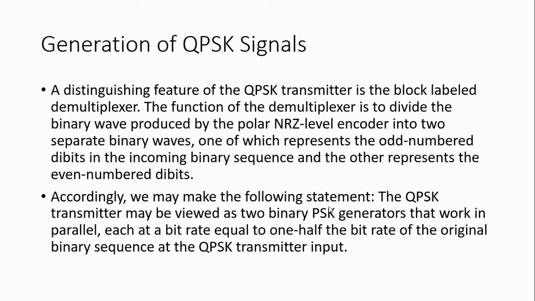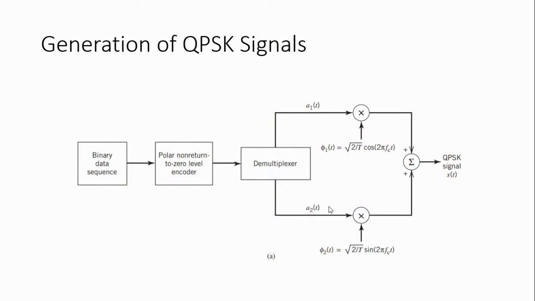Now the generation of QPSK signal. In this generation of QPSK signal, the binary signal is given into the polar non-return-to-zero level encoder. That encoder output is given into the demultiplexer. The demultiplexer divides the signal into odd signal and even signal. On the upper side we give the odd signal and on the lower side we give the even signal.